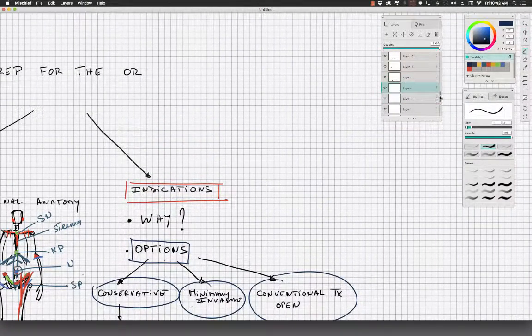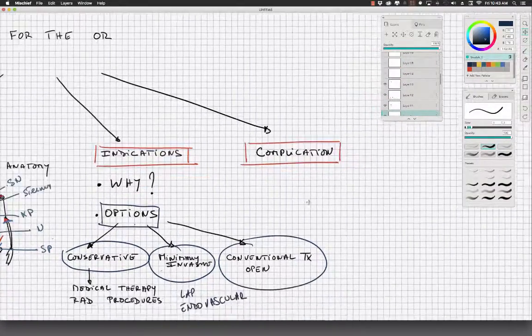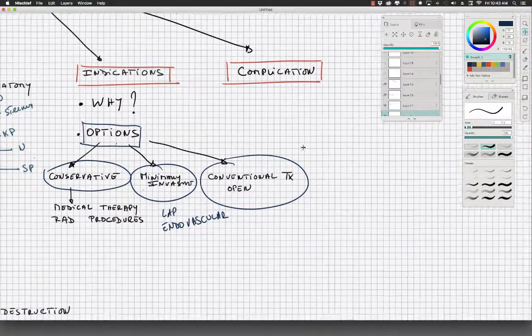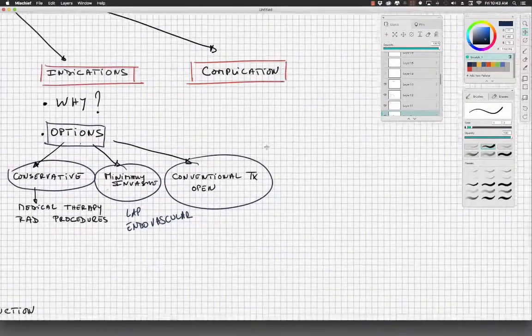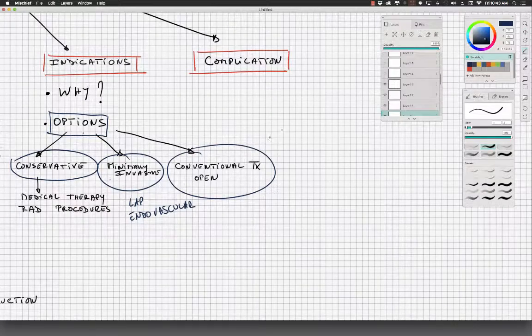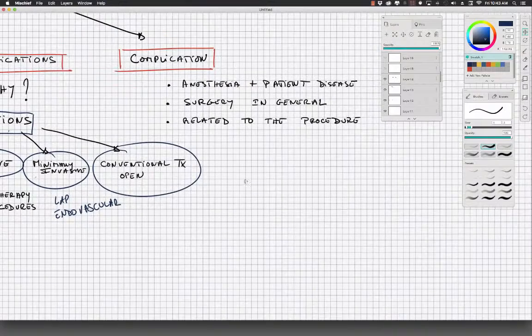Next, complications. I think you should definitely be aware of what complications may occur with the specific procedure. And I think those can be divided again in three categories. First, the ones related directly to patient disease and anesthesia. Two, the complications associated with any type of surgical procedure. And three, what are the complications specifically related to the procedure.